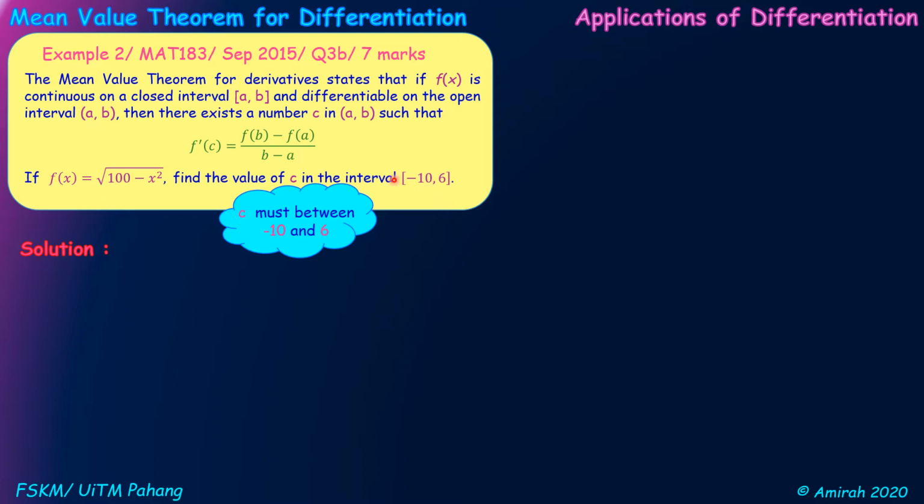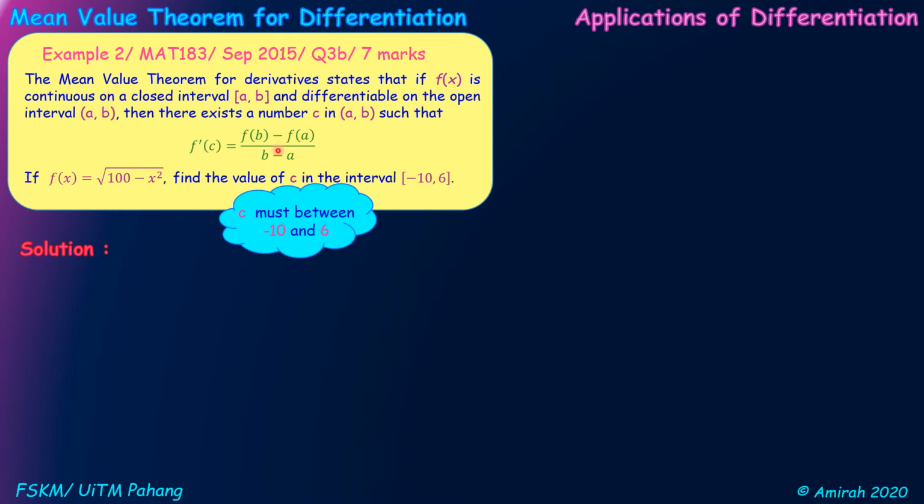Okay? And let's say we have more than one value of c. From the words "there exists a number c in (a, b)", it means that if we find more than one value for c, at least one of the values of c must be in this interval. Alright? So that's the theorem.